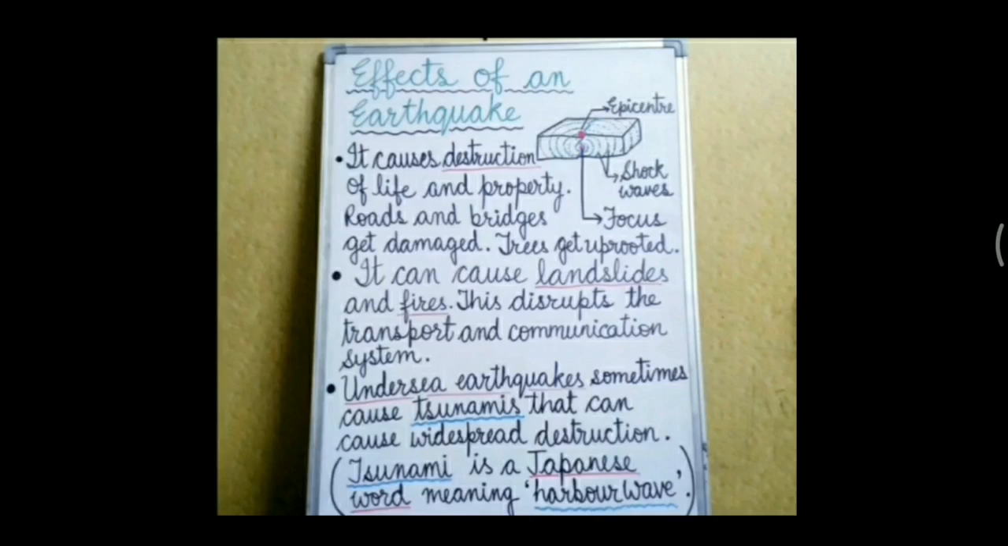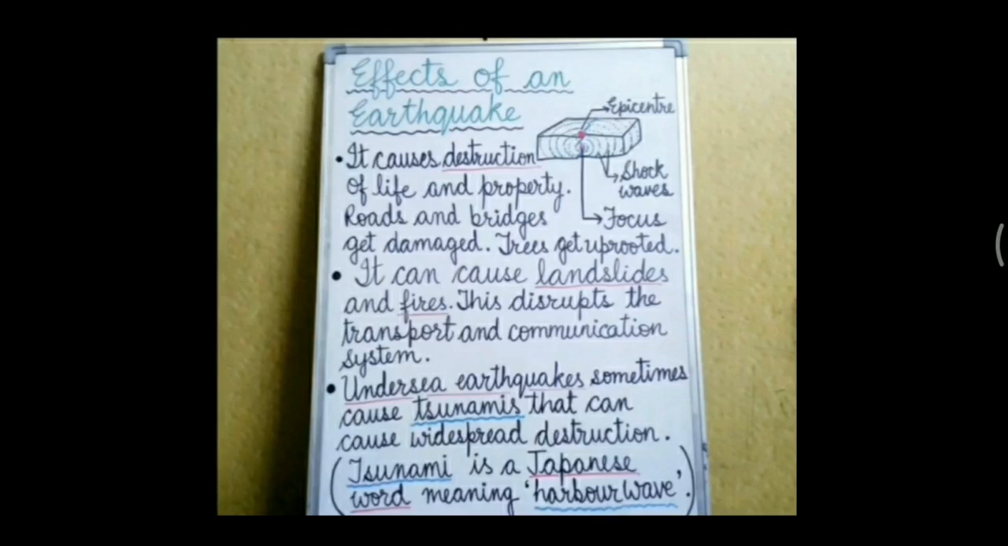So an earthquake, especially a strong one, always causes destruction of life and property. Many people lose their lives, properties, everything. Buildings may develop cracks or even fall down. Roads and bridges get damaged and trees get uprooted. Many people lose their lives too by getting trapped under the heavy slabs that have fallen.